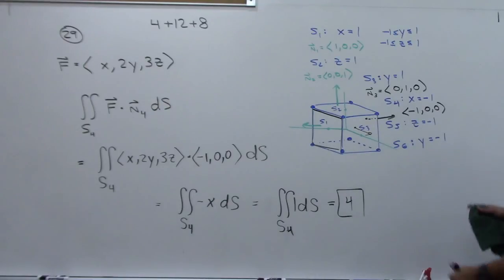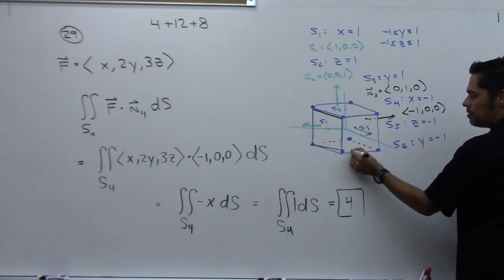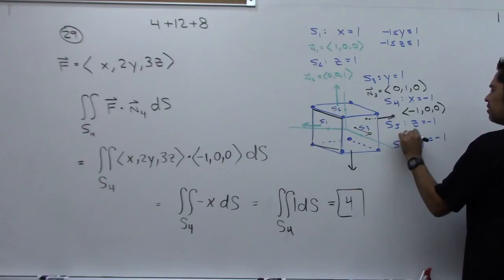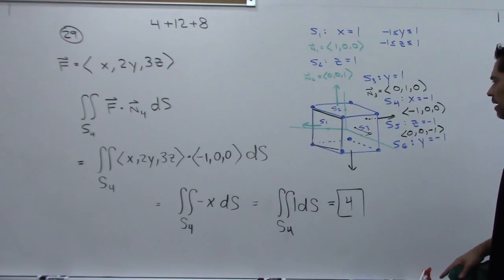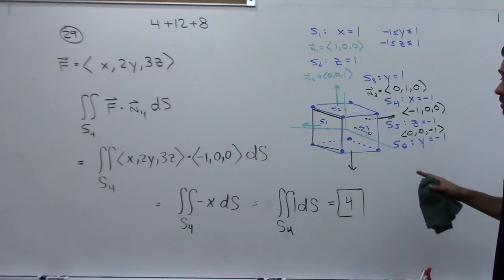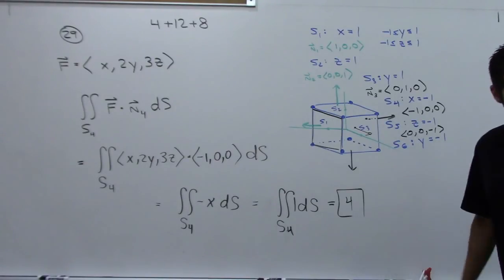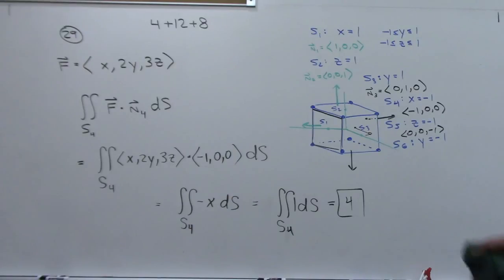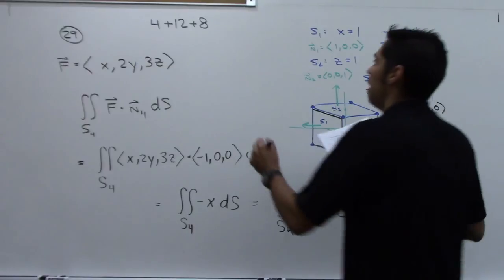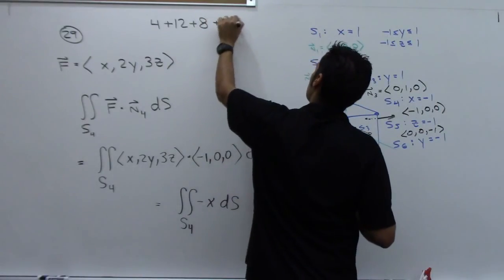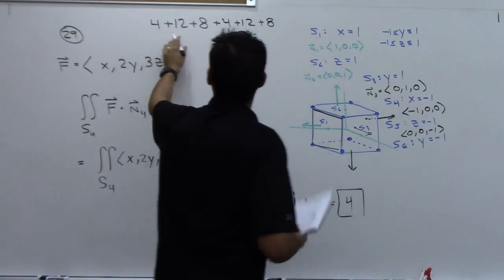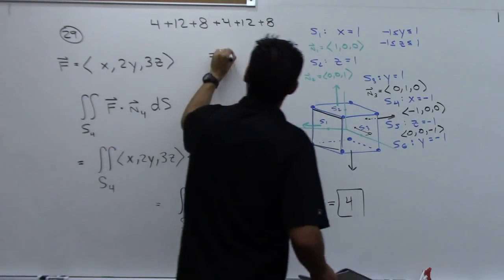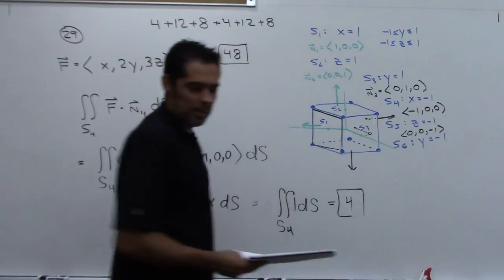And I'll finish it up. For S5, the normal vector is pointing down, so that's the vector 0, 0, -1. And I believe if you work through all that again, you're going to get 12 again. And then if you work through the other one, you're going to get 8 again. So you should have this plus 4 plus 12 plus 8, which is, what is that? 24 and 24, 48 should be the flux for that one.